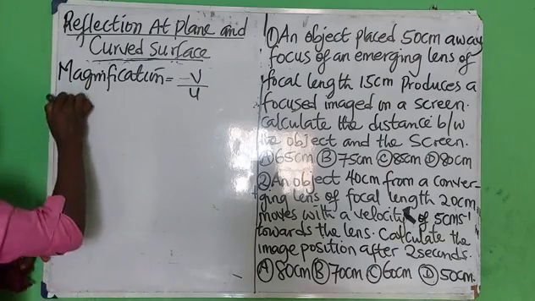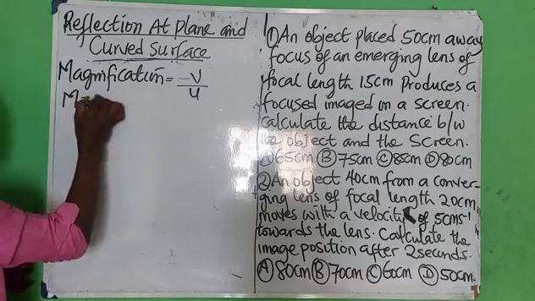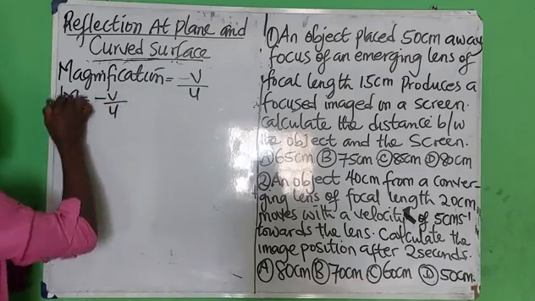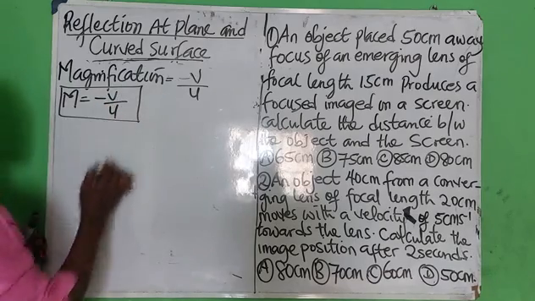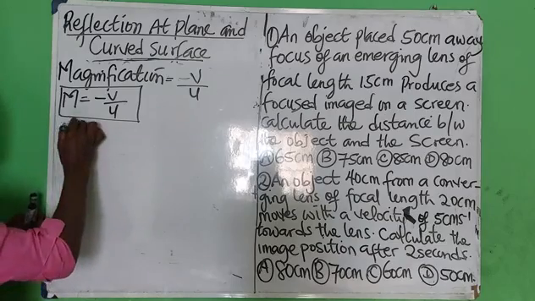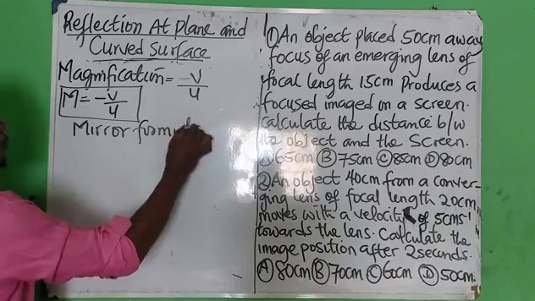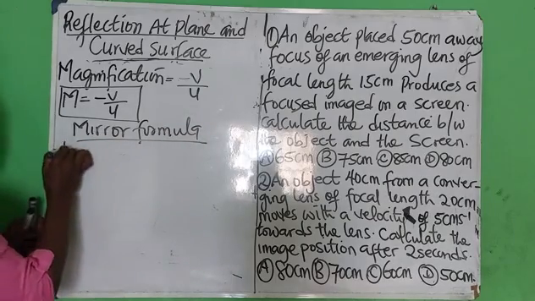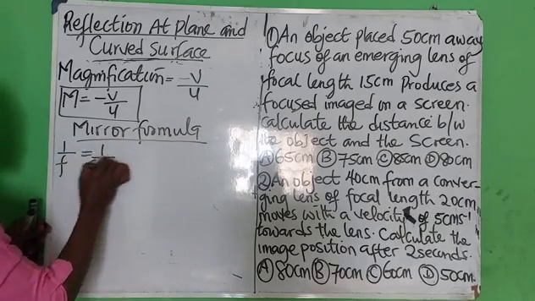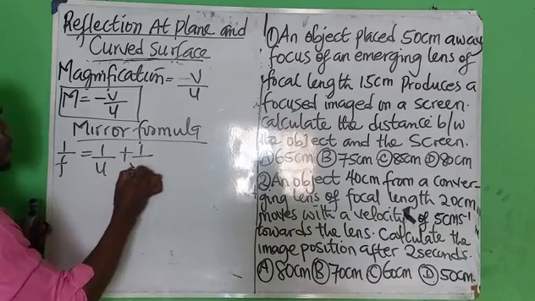Don't forget, big letter M, which is magnification, is equal to minus v over what? u. This is what? Magnification. Then of course we have the mirror formula, right? We have the mirror formula, and the formula is actually 1 over f is equal to 1 over u plus 1 over what? v.